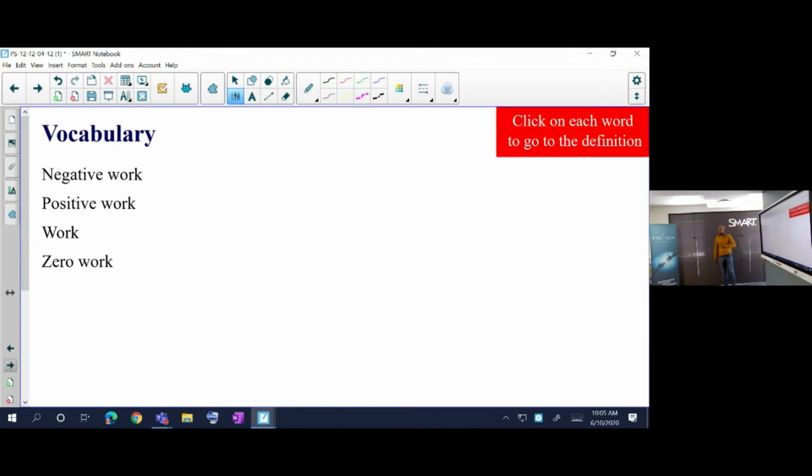Okay, there is vocabulary that is very much important. We have negative work, which is what we are going to cover. We have positive work. We have work itself. We have zero work. These are things that you can ask yourself: why are they saying it's negative work? Why are they saying it's positive work? Why work? Why zero work? Okay, there are conditions that we're supposed to look at.